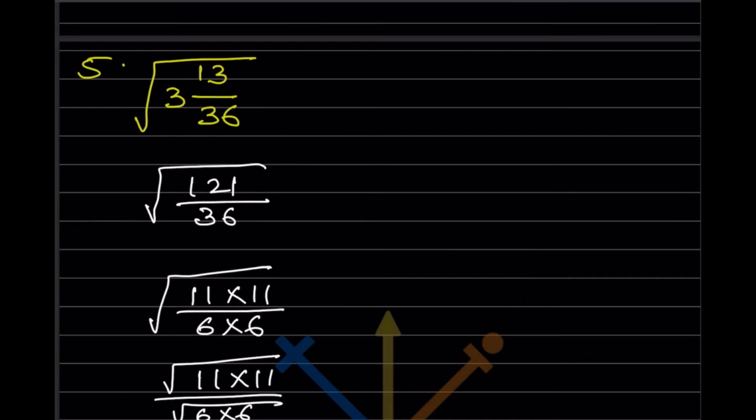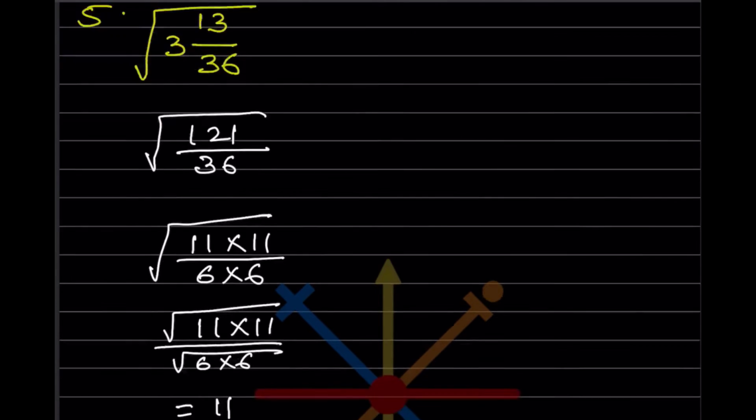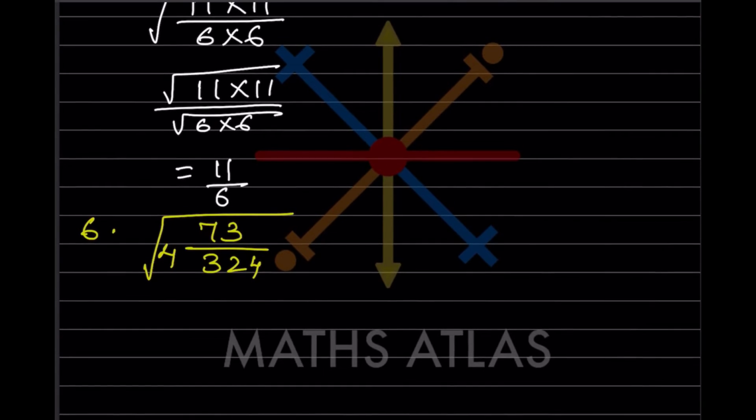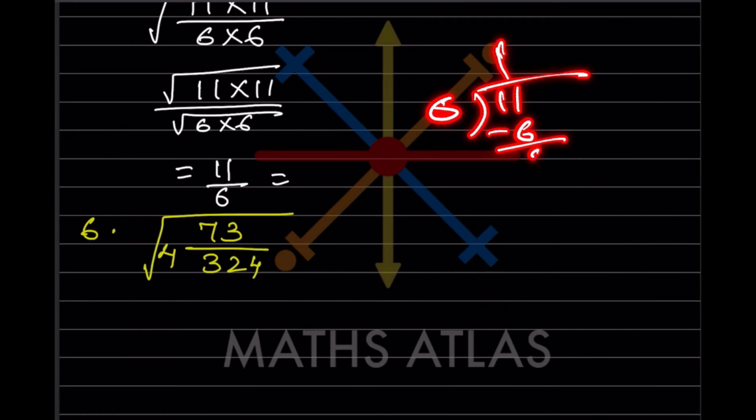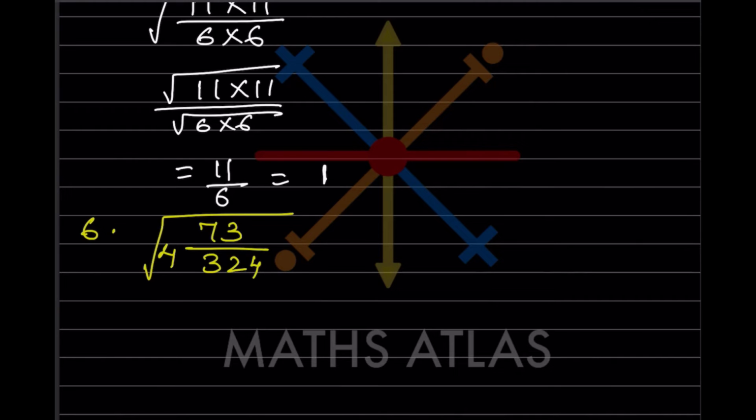So that is going to be 11 by 6. Now the next one. One thing you can do here, 11 by 6 is an improper fraction. So what you will do, 6 ones are 6, so that is going to be 5. So what will that be? 1 integer 5 by 6. So you are going to write the answer as 1 integer 5 by 6.